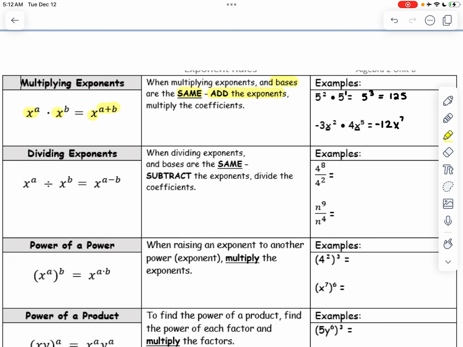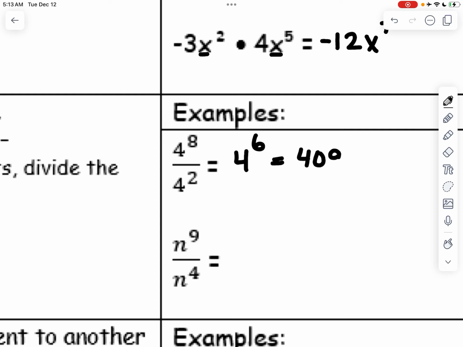So 4 to the 8th over 4 to the 2nd. You want to be careful here. You're not dividing the 4s, just 4 divided by 4 getting 1. You first need to take care of the fact that both of these 4s have an exponent. So we're going to treat these 4s like we would if they were just a variable. They are like bases of 4, and 4 to the 8th divided by 4 to the 2nd would be 4 to the 6th. 8 minus 2 is 6. And then if you did calculate that, that would be 4,096.